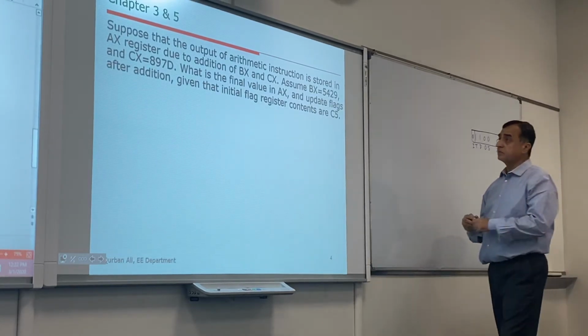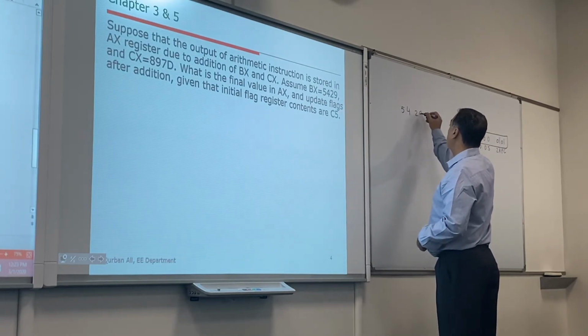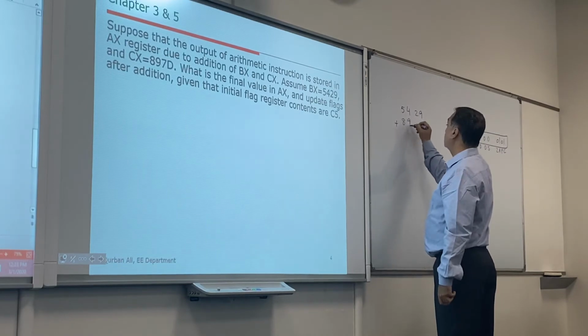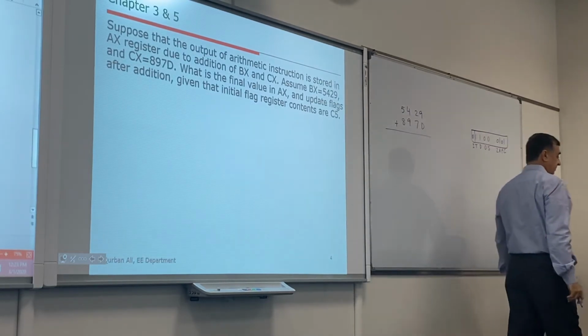Let's add. What do we get? 5429 add 897D. Now add them.